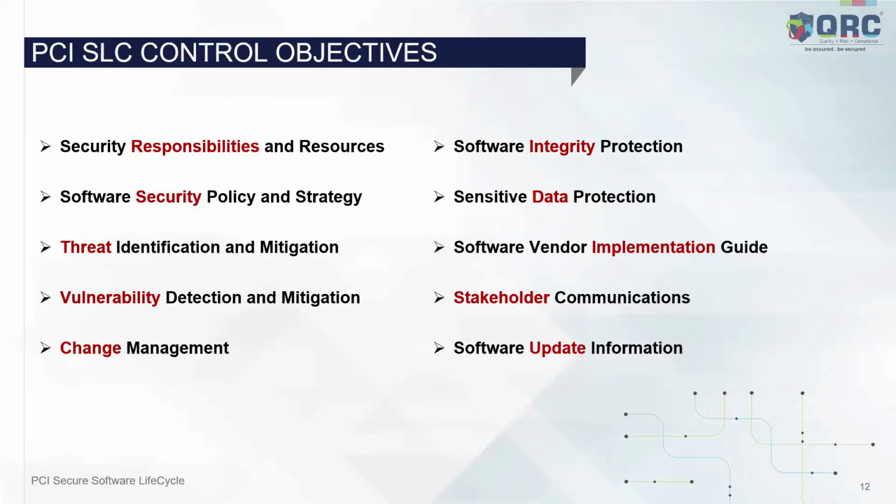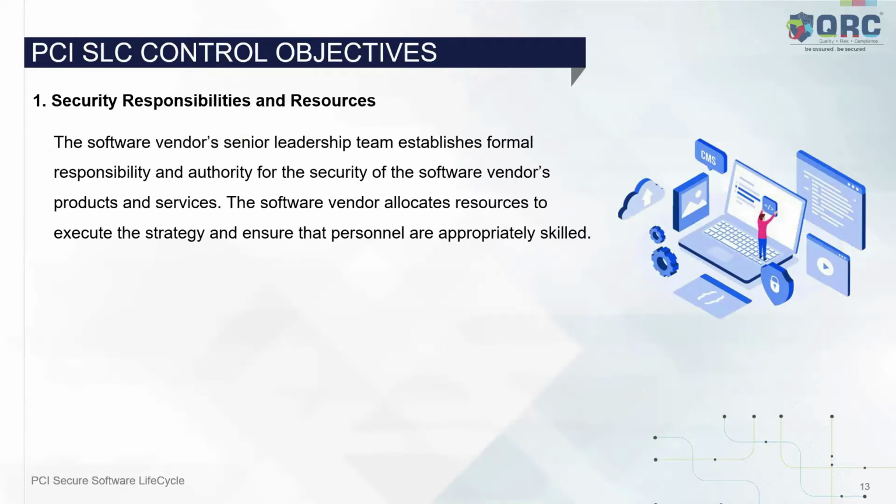We'll go quickly one by one through each control objective. The first one is security responsibilities and resources. As per this control objective, the vendors are the entities which are developing the software applications, so we'll call those entities vendors here. The objective is that the vendor's senior leadership or management should assign overall responsibility for the security of the software to a team or an individual. In other words, the senior leadership team shall make somebody in the organization accountable for ensuring the security of the software products and services they are developing.